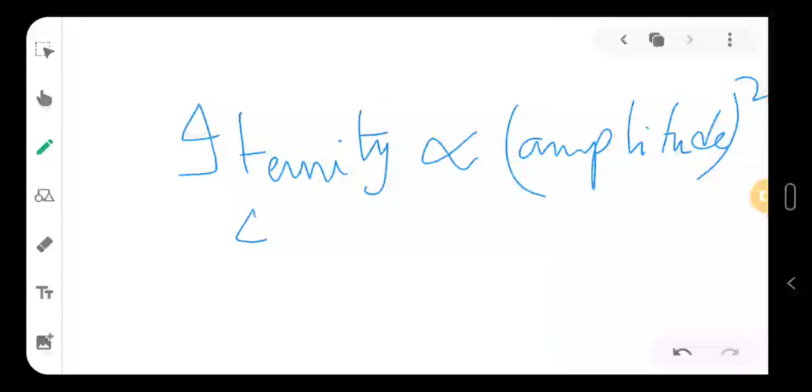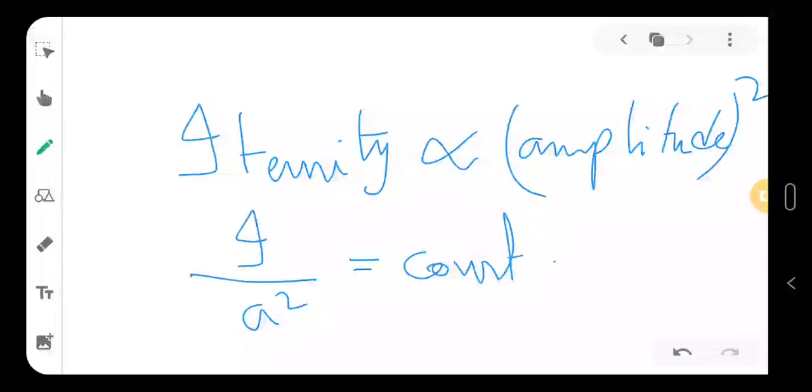So you can say that intensity by amplitude square is always constant. So if the amplitude increases by twice, the intensity will increase by 4 times. So this is the way of expressing how much energy is being transferred by that wave. Now we will come back to our velocity part, and this part is crucial.